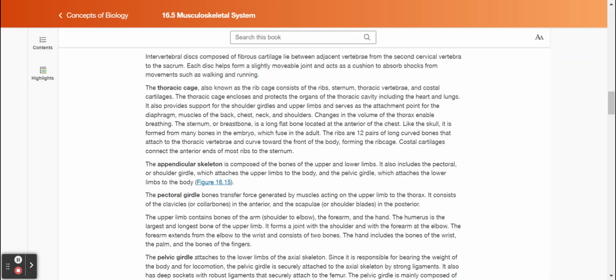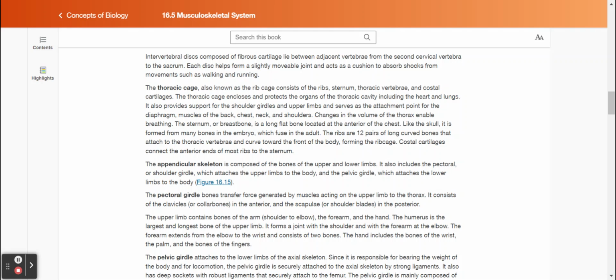The thoracic cage, also known as the rib cage, consists of the ribs, sternum, thoracic vertebra, and costal cartilages. The thoracic cage encloses and protects the organs of the thoracic cavity, including the heart and lungs. It also provides support for the shoulder girdles and upper limbs and serves as the attachment point for the diaphragm, muscles of the back, chest, neck, and shoulders. Changes in the volume of the thorax enable breathing.